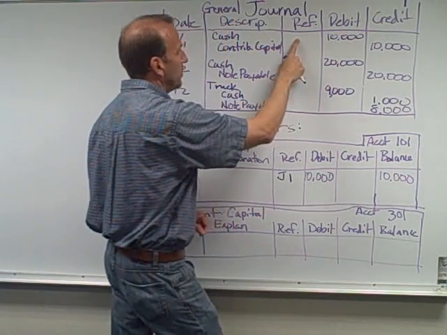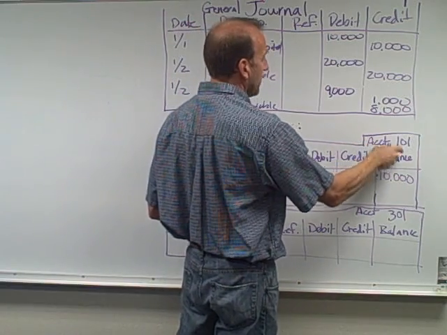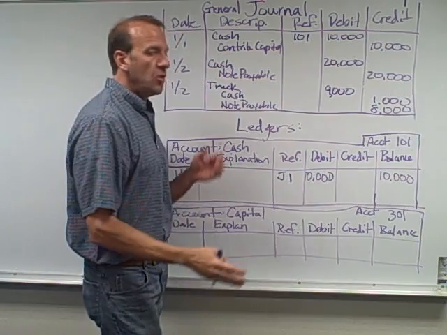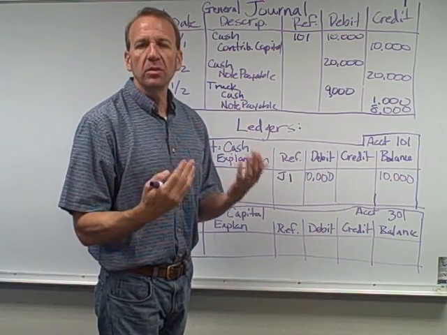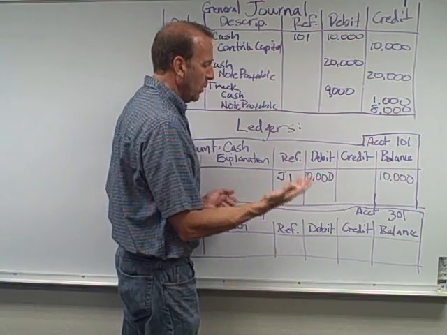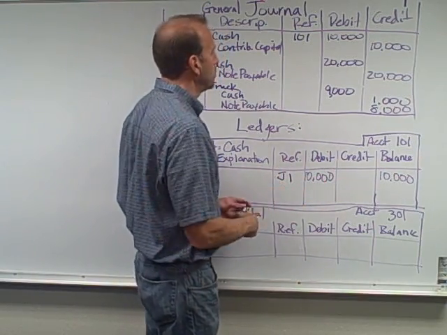So this is saying that this 10,000 came from the journal, page 1. Over here they have a reference too. You're saying where this is going. Well, this is going to the cash account. The cash account is account 101. So we're going to put 101 as the reference. So we cross-reference everything so we don't lose things, so we know what happens. Because you wouldn't want to look at this transaction and say, where did it come from? We know where it came from. It came from the general journal, page 1.